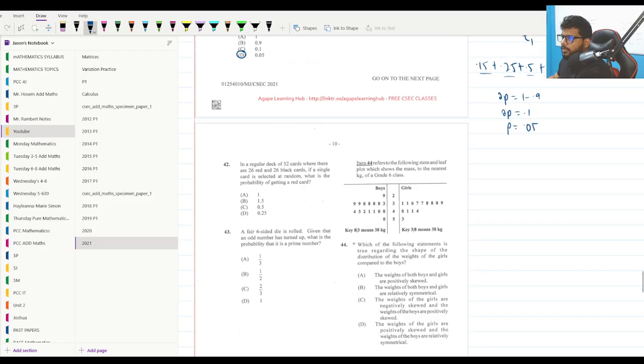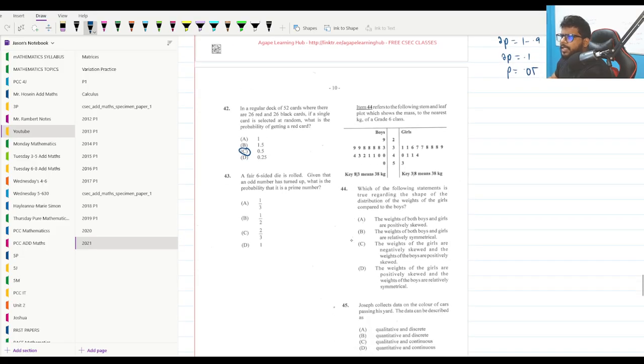In a regular deck of 52 cards, there were 26 red, 26 black. If a single card is selected at random, what's the probability of getting a red card? 26 out of 52, which will be 1 out of 2, which is 0.5.